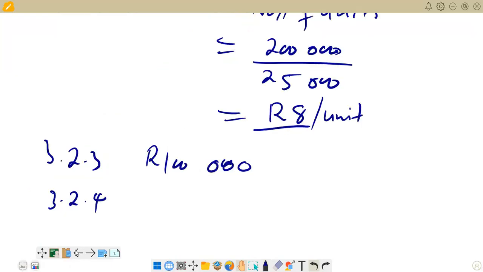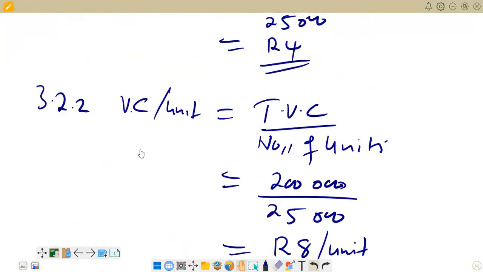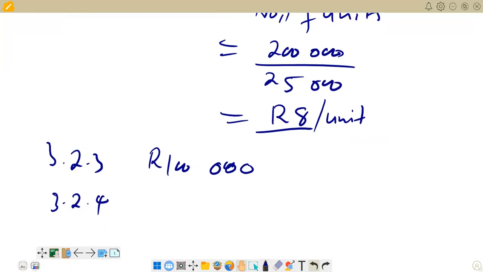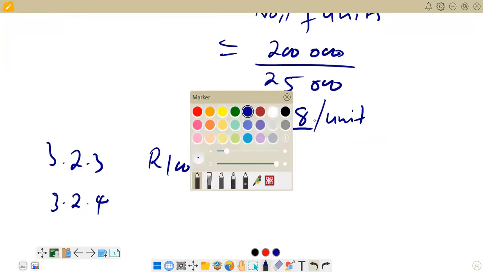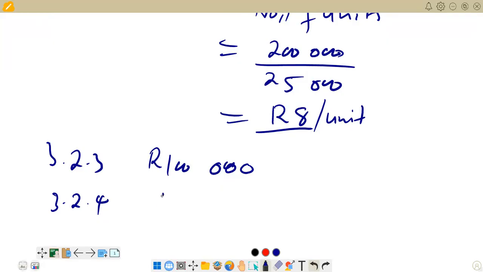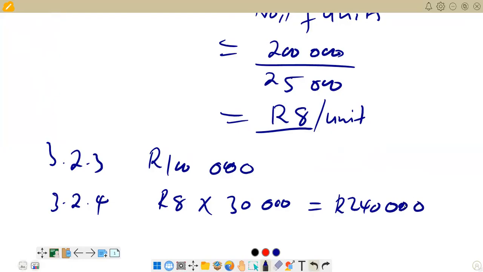So remember, variable cost per unit, we got, we can go back there. Variable cost per unit, it's 8 rand per unit. So that's the figure that we have. So we are going to say 8 rand times 30,000. Then what you get there is 240,000 rands. So that's what we have in terms of that one.